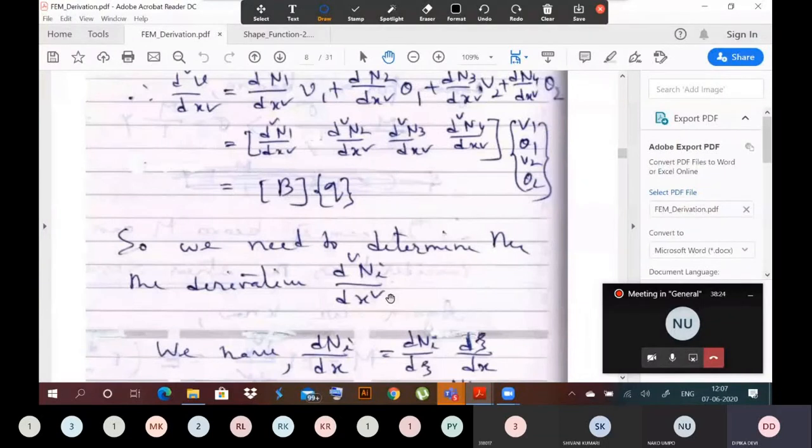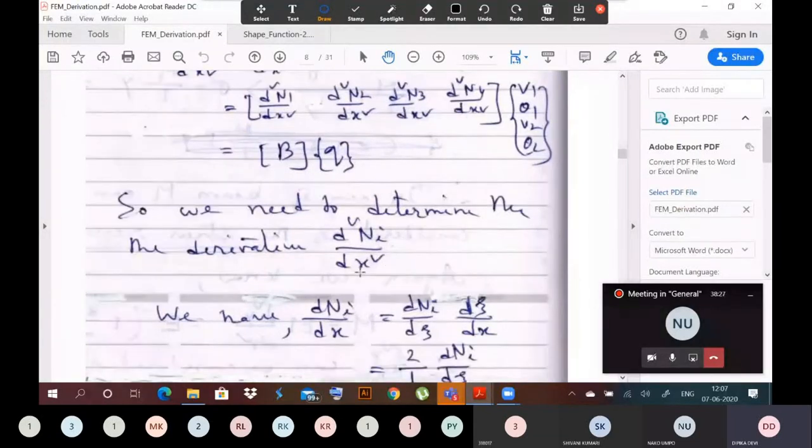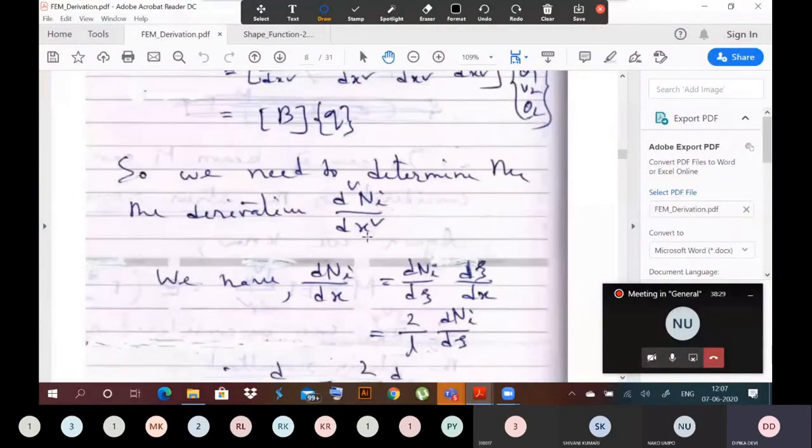We can again use the chain rule of differentiation here. So dN by dx, Ni, you can write simply N, where i stands for 1, 2, 3, 4. So I have written in general for any shape function. So dNi by dx will be equal to dNi by dxi times dxi by dx. And dxi by dx is equal to 2 by L, we know. And dNi by dxi, putting the value of Ni like N1, N2, N3, N4, we can find out. Then d by dx of Ni is equal to this. If I remove Ni from both sides, d by dx is equal to 2 by L d by dxi.